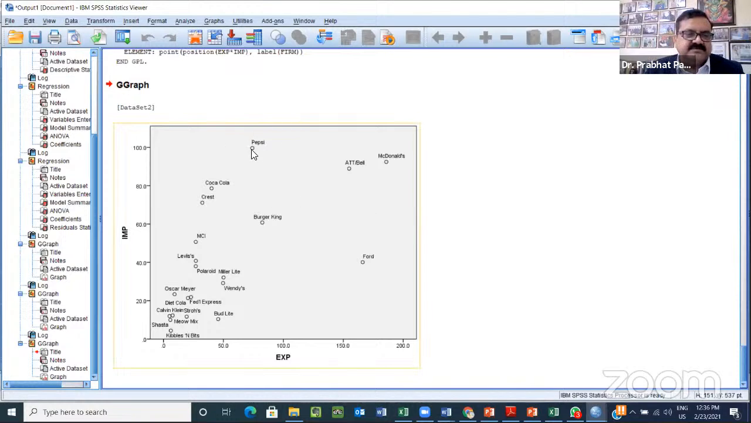So you look at the Pepsi. So Pepsi is actually spending almost half the money on advertisement in comparison to McDonald's, but they are able to create impressions more than the McDonald's. So people have more recall for the Pepsi ad than the McDonald's ad. So we can easily say that the Pepsi ad is more effective, right?